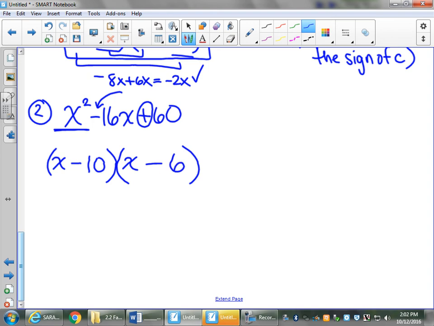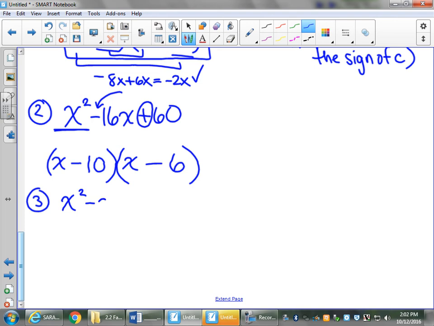Because negative 10 minus 6 will give you negative 16, and negative 10 times negative 6 would give you positive 60. So there is our solution. We are now in intercept form from standard form. We've got 3 more for today's lesson.